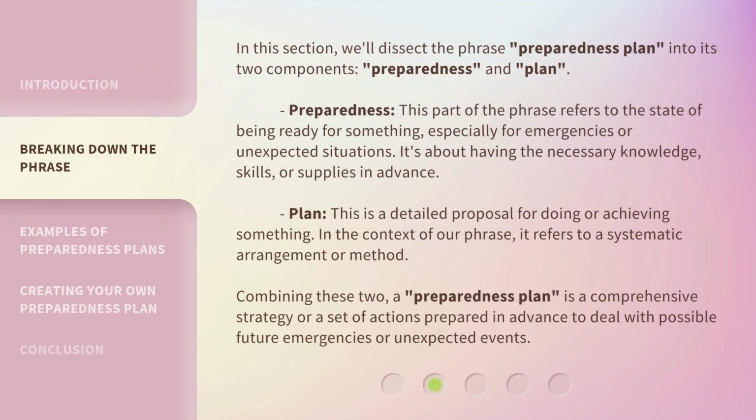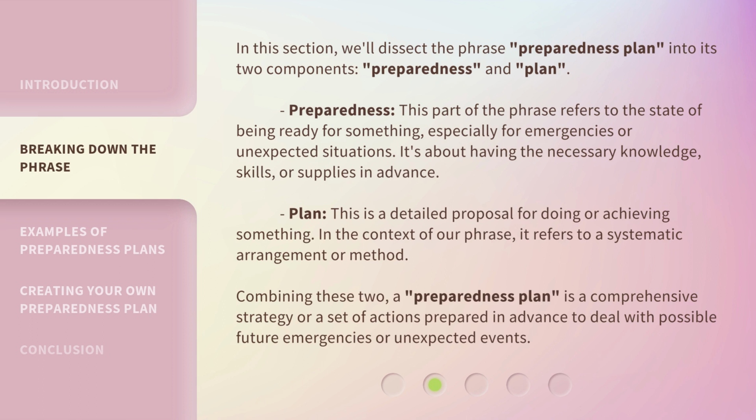In this section, we'll dissect the phrase preparedness plan into its two components, preparedness and plan. Preparedness, this part of the phrase refers to the state of being ready for something, especially for emergencies or unexpected situations. It's about having the necessary knowledge, skills, or supplies in advance.